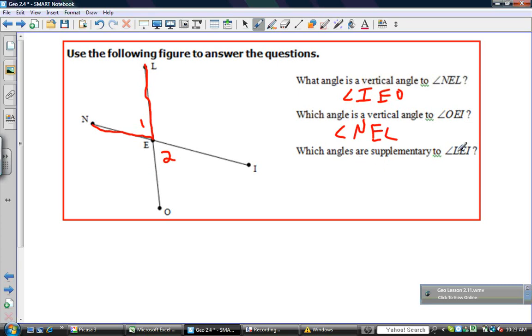What's the supplementary angle to LEI? So let's do that in green. LEI is here. Supplementary are two angles that add up to 180. So if I can clean this out, that would be these two, because these are linear pair, and that's halfway around the circle. So these two would add up to 180. So LEI and IEO would be supplementary. They'd also be a linear pair.